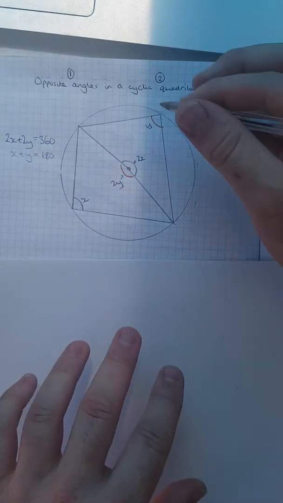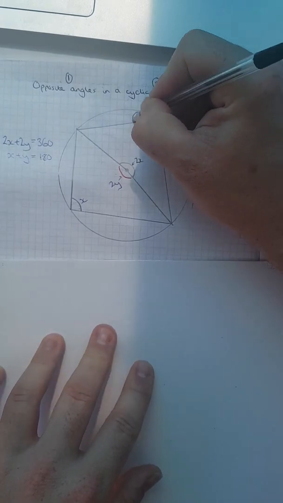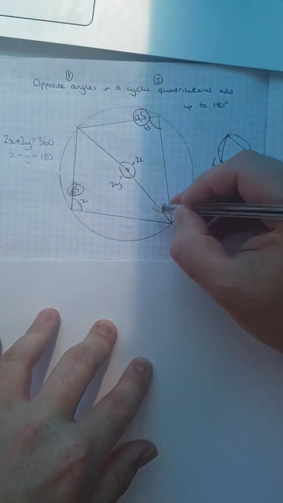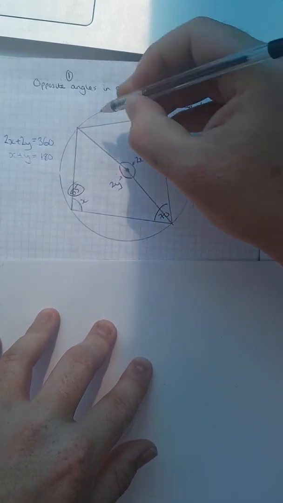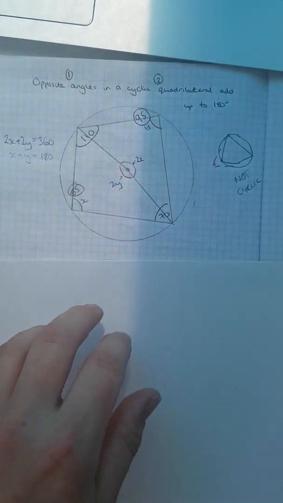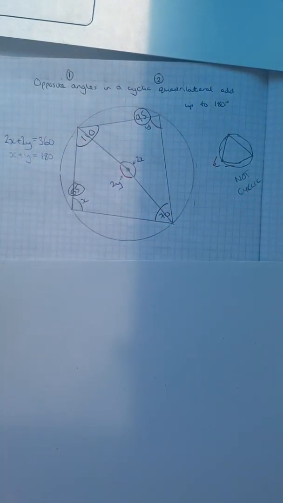What that would mean is, if this angle up here at the top had been 95, this angle here would be 85. It would also mean if this angle here was 70, that this angle here would be 110. Please note the pairs don't have to be the same, but the pairs do have to add up to 180.